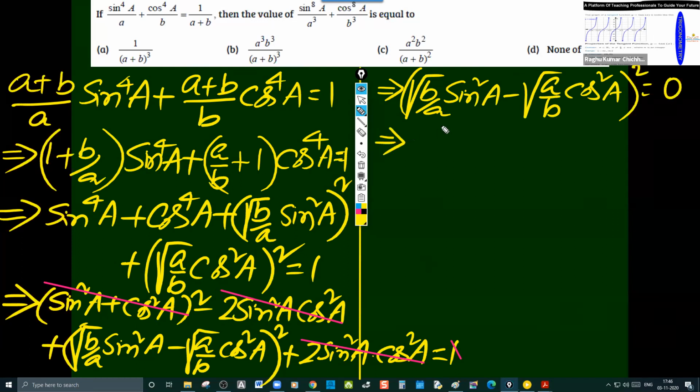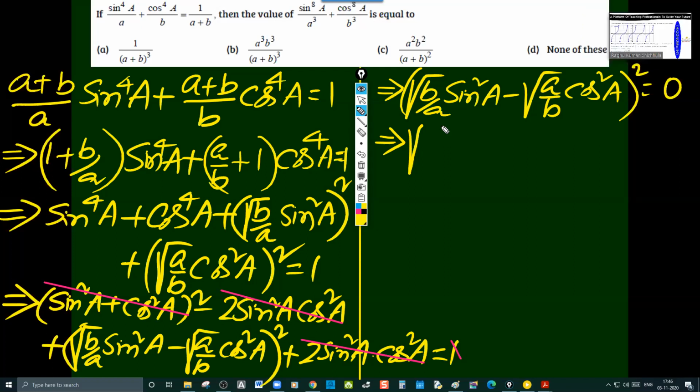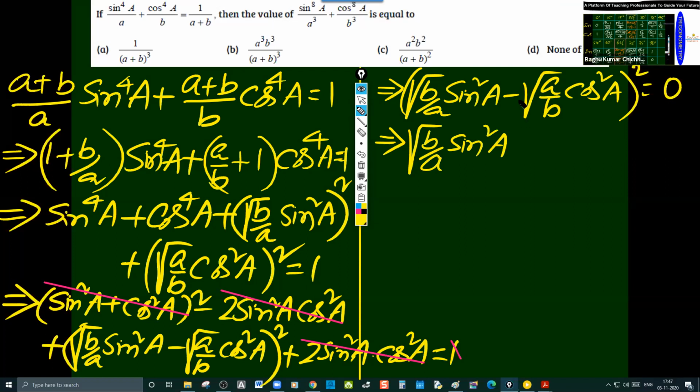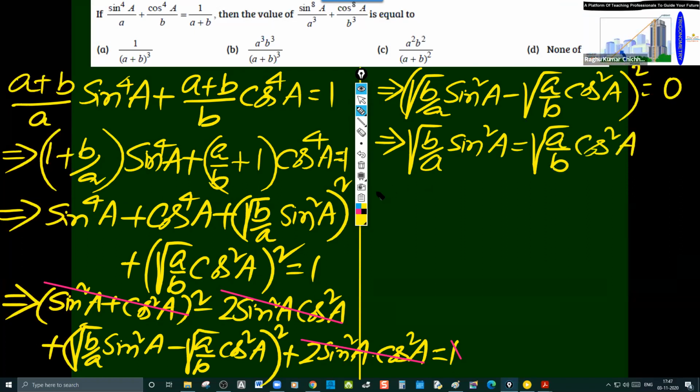What is that you get? Root B by A sine square A is equal to 0. After taking square root on both sides, you can bring this cos square A to RHS and you can write it like this. If you have any doubt, ask me please.